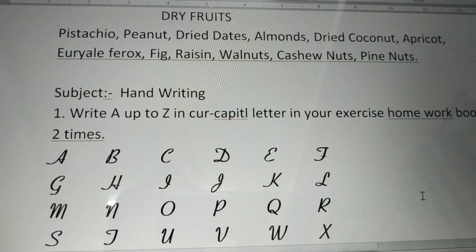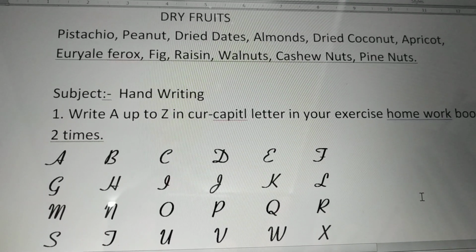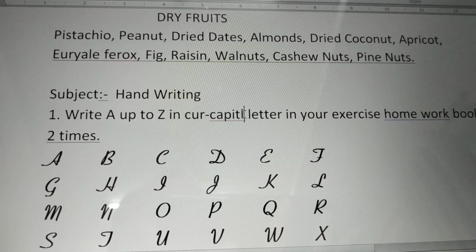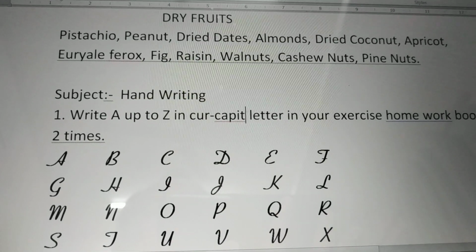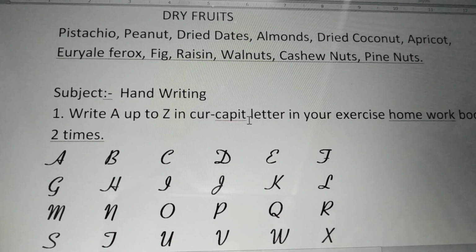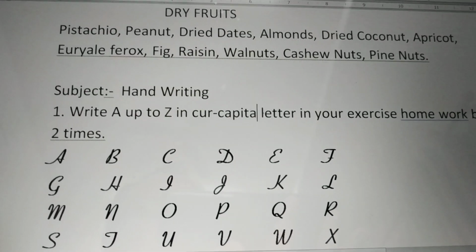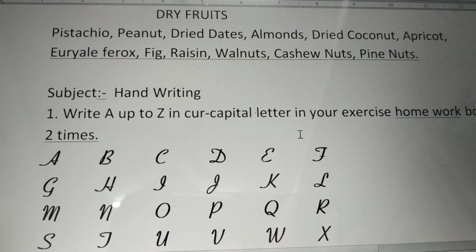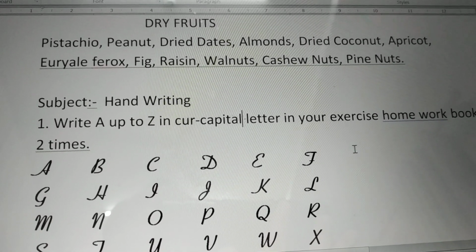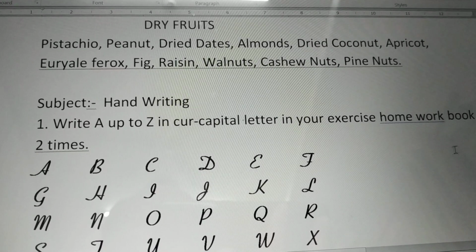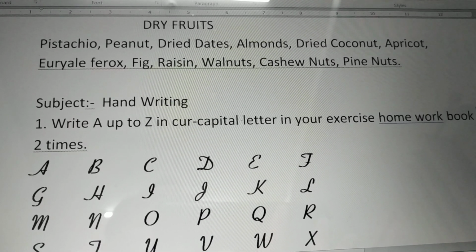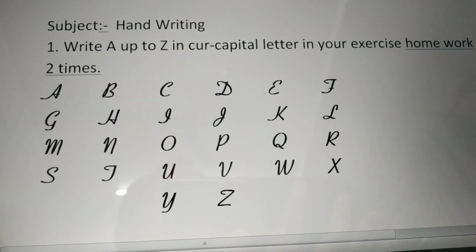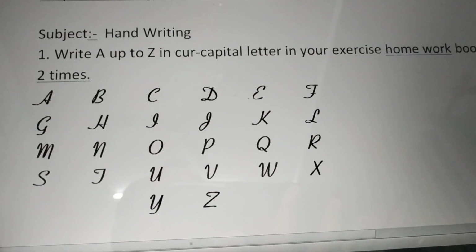Write A up to Z in cursive capital letters in your exercise homework book, two times.